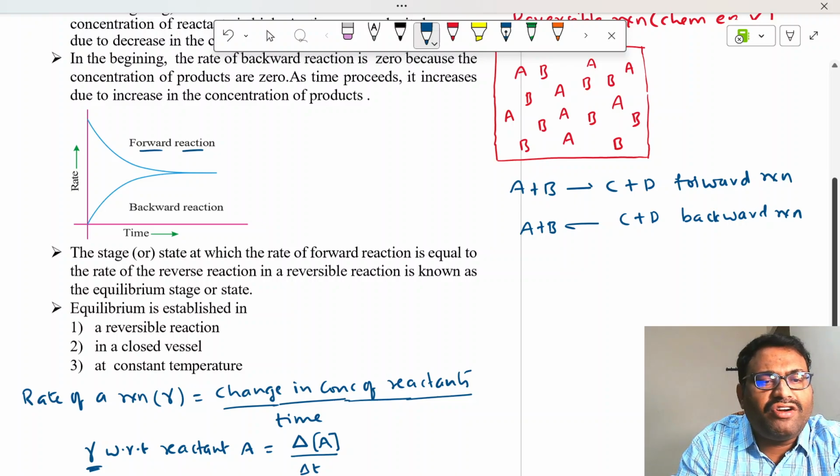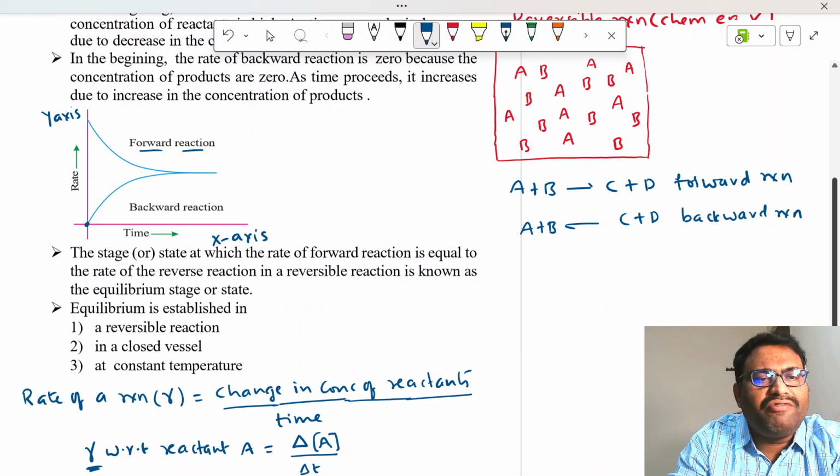See here, when you are drawing the graph, rate is taken on the y-axis and time is taken on the x-axis. How is the rate? Initially very high. You can see this dot. Rate is very high. As the time proceeds, at time 0, that means just when it has started, its rate is very high. As the time proceeds, the rate of the forward reaction decreases.